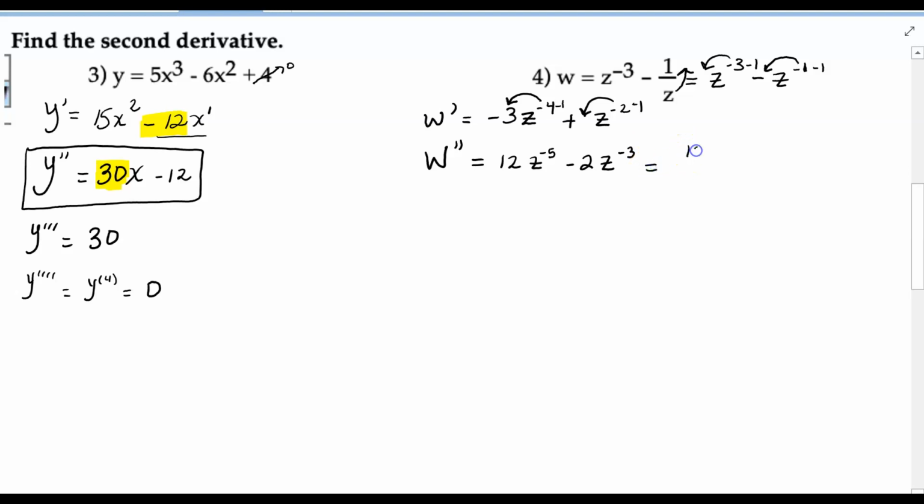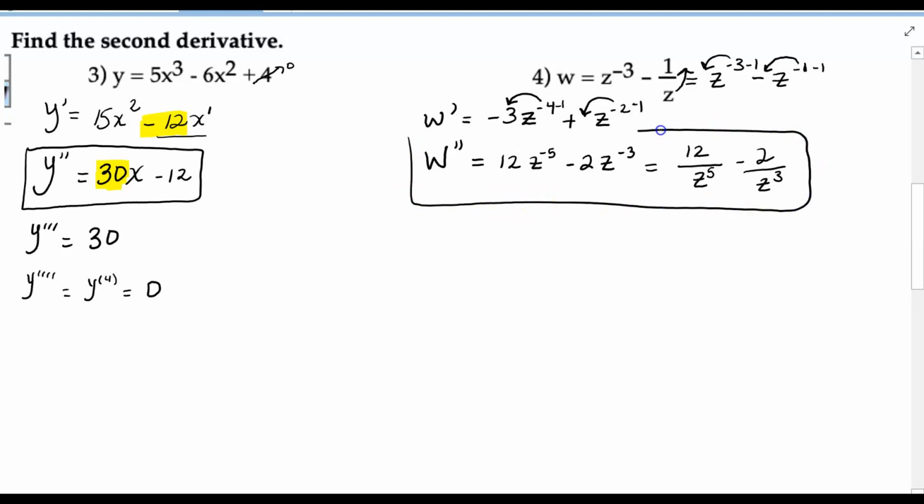If you wanted to express it using positive exponents, you certainly could. 12 over z to the fifth minus 2 over z to the third. And that's what it would look like. So either one is acceptable. Just be sure if you're doing some kind of online homework system, you read the instructions, because it may say express using only positive exponents. So something to consider.